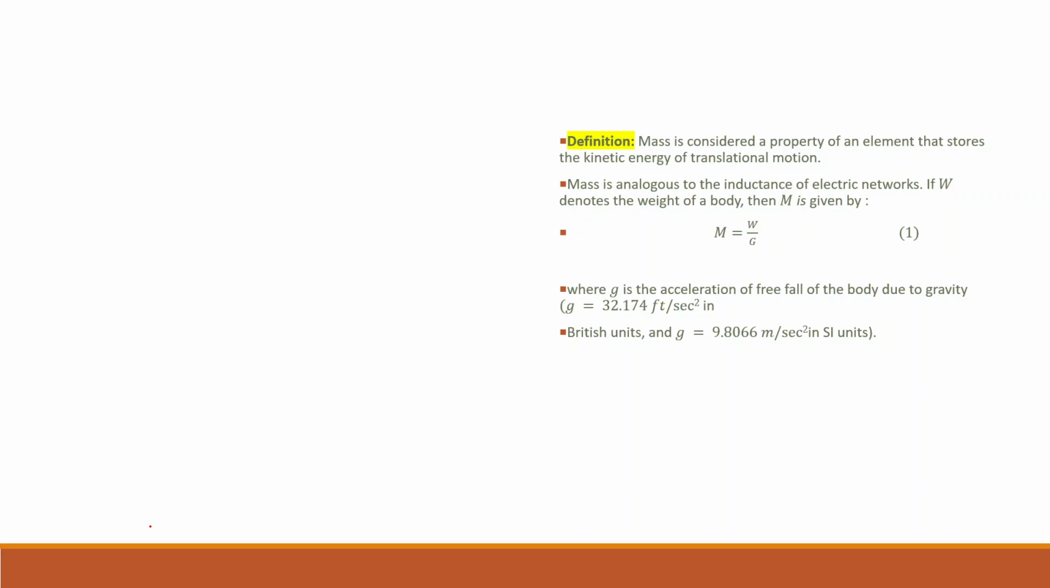So what do we mean by mass? Mass is considered a property of an element that stores the kinetic energy of translational motion. This is the basic definition. But in simpler terms, mass is equivalent to inertia.